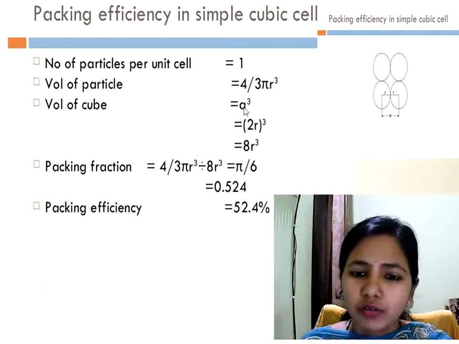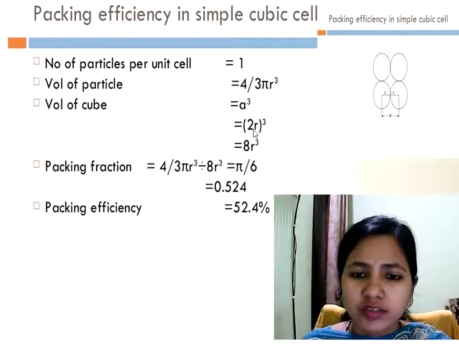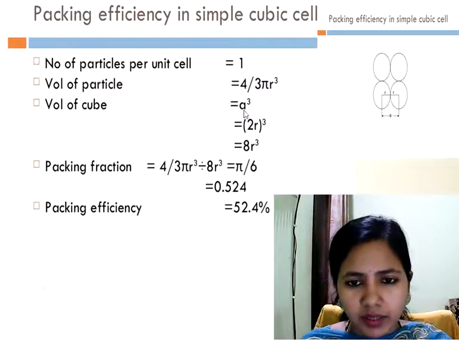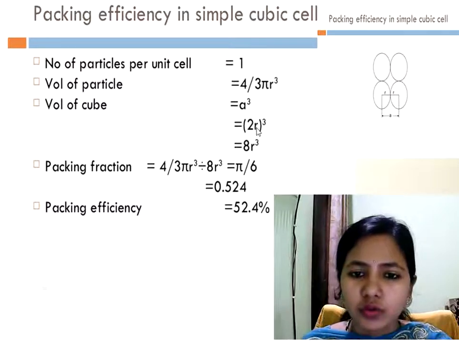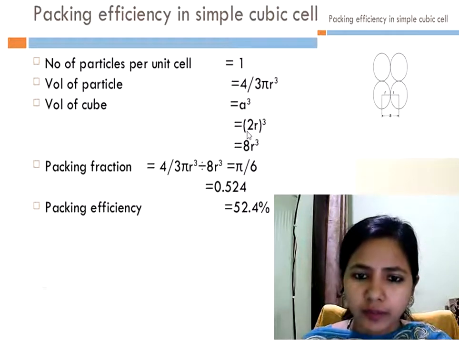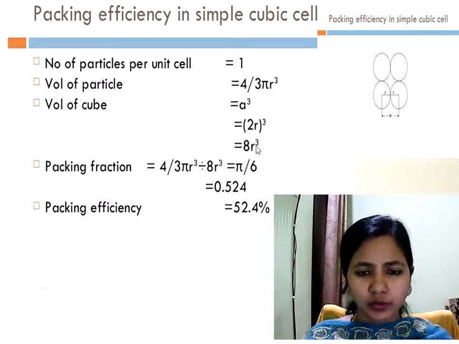So the value of a we have just now found out, it is equal to 2r. a is equal to 2r for simple cube. So a cube is equal to (2r) cube, okay. If we solve this, we will get 8r cube.